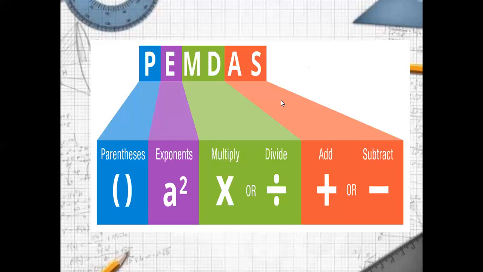Then we move on to add and subtract. Now add and subtract is also the same, whichever comes first from the left. So if there is an adding part on the left, you will do the adding first. If it is subtracting on the left first, you will do the subtraction first. Okay, so this is the order of operations. You must keep this in mind. So it is PEMDAS: parenthesis first, always solve what's inside the parenthesis, then exponents, then multiply or divide, whichever comes first from the left, and add or subtract, whichever comes first from the left.